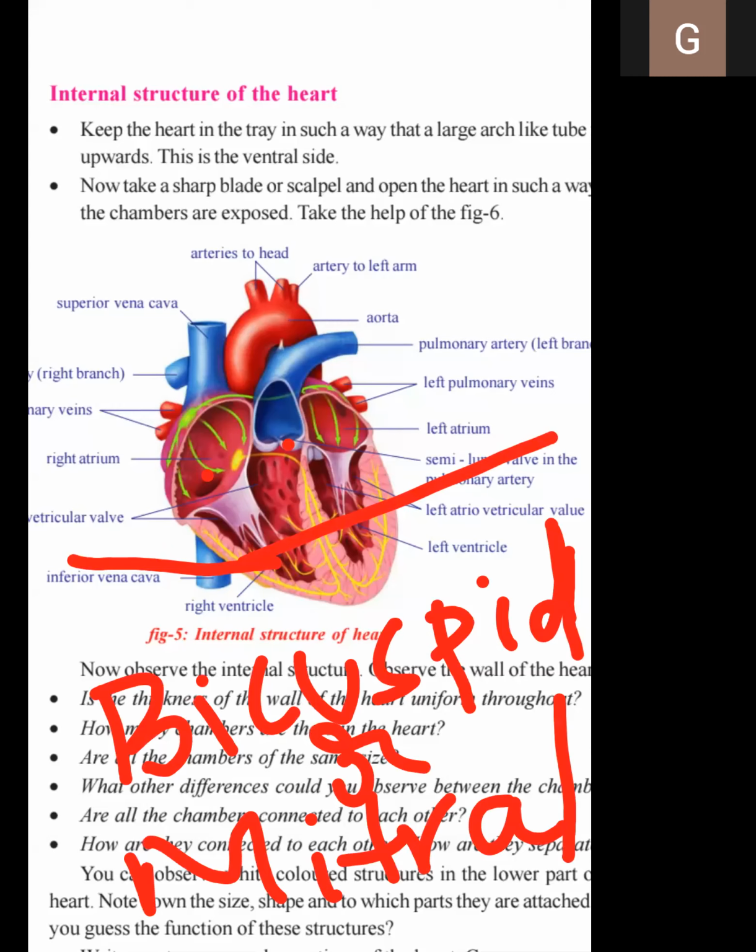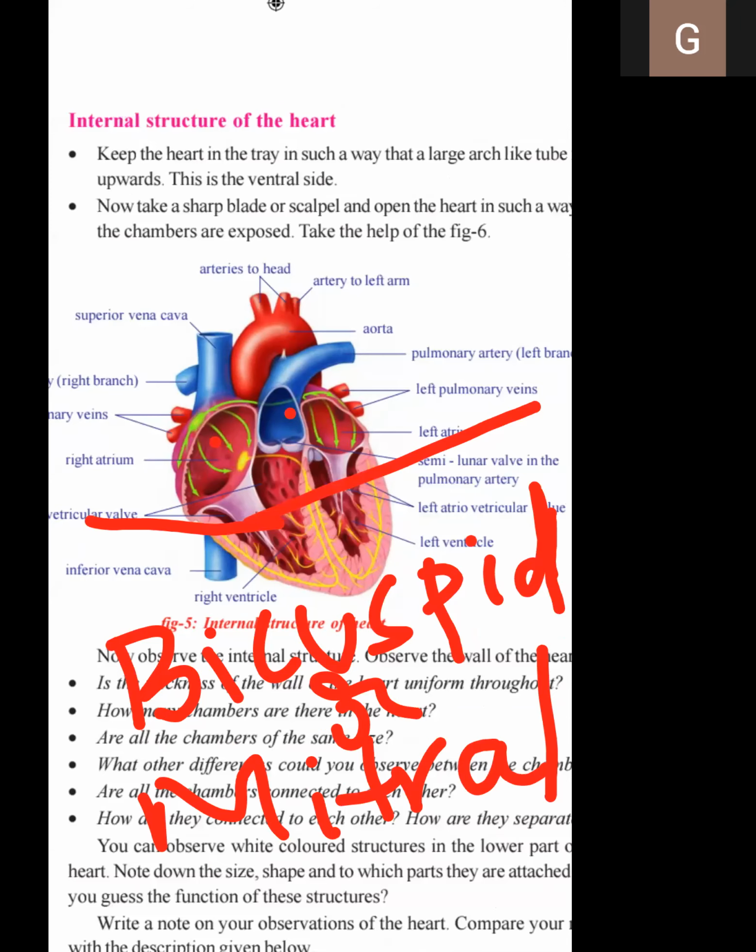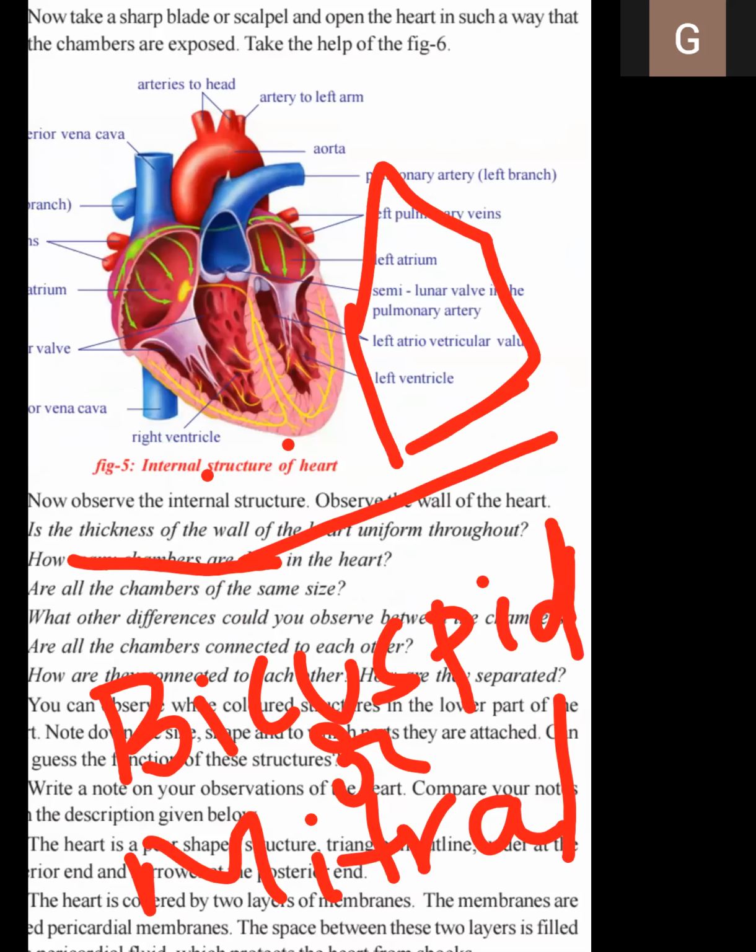Bi means two, cuspid means flaps of tissue. Why it is called the mitral valve: it is just like the shape of a bishop's mitre. You see bishops in church, and on their head they have a hat-like shape. So that valve looks like that hat. That's why it has got the name mitral valve, bicuspid or mitral valve.